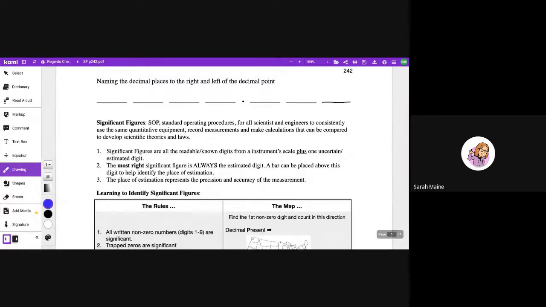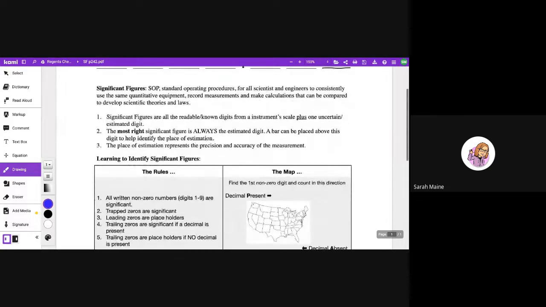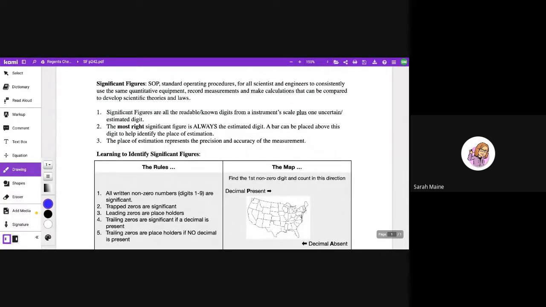So we are going to look at page 242 in the notes and learning how to identify the number of significant figures. Significant figures is a set of rules of how scientists and engineers look at written numbers and consistently write down the written numbers in the same manner so that our quantitative information and records are as consistent between scientists and engineers around the world.